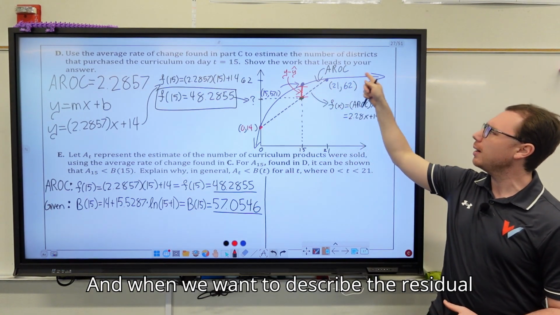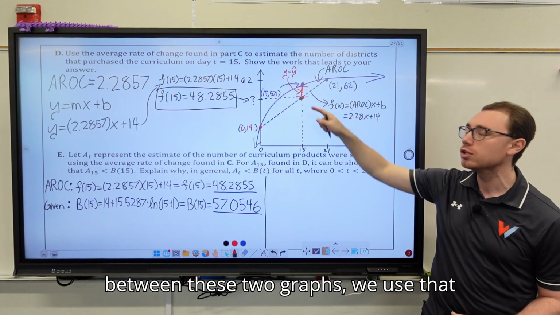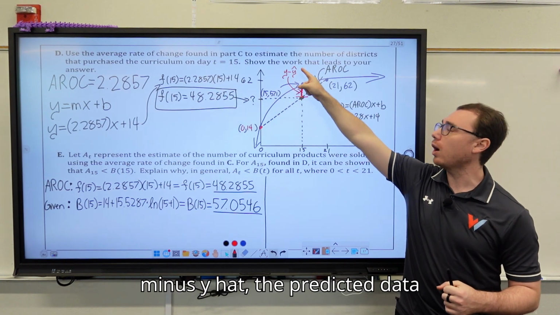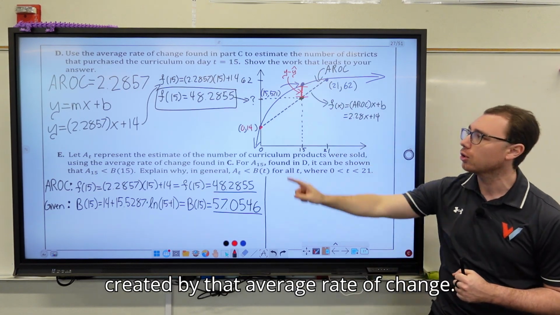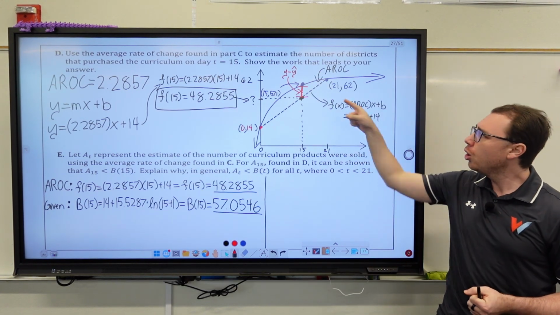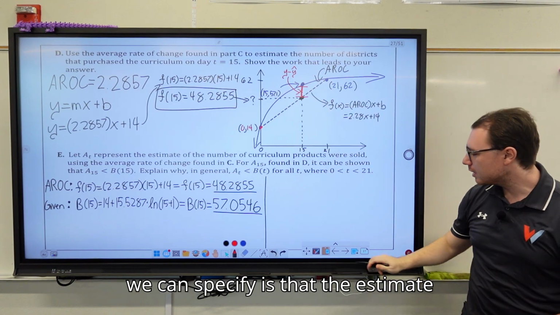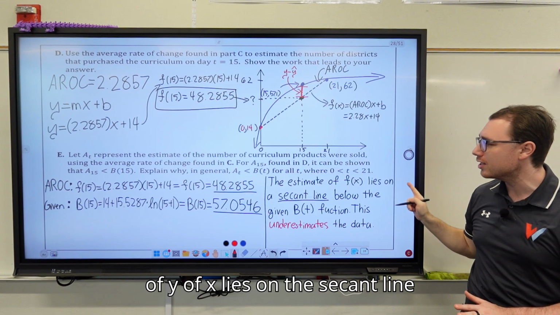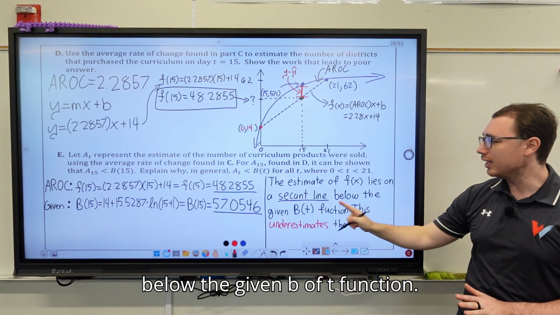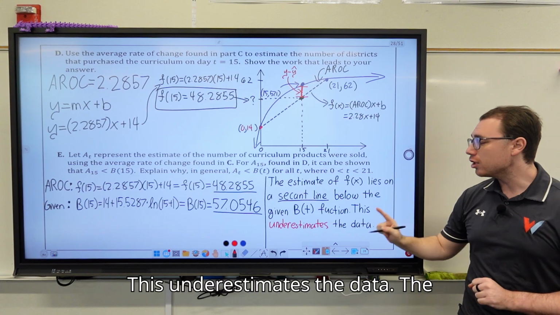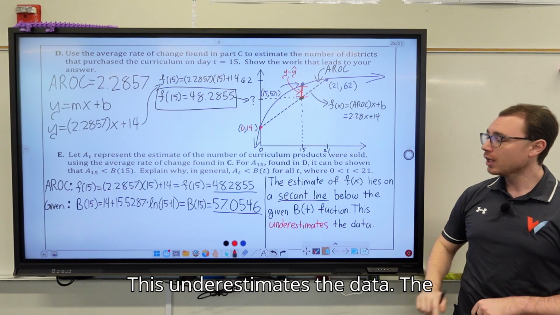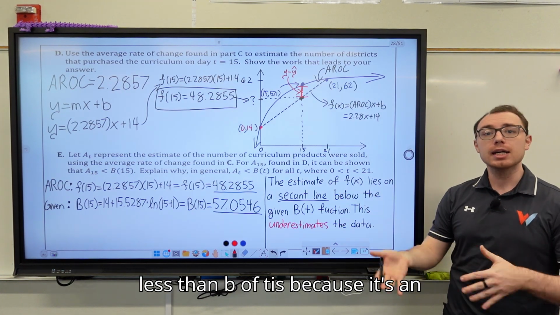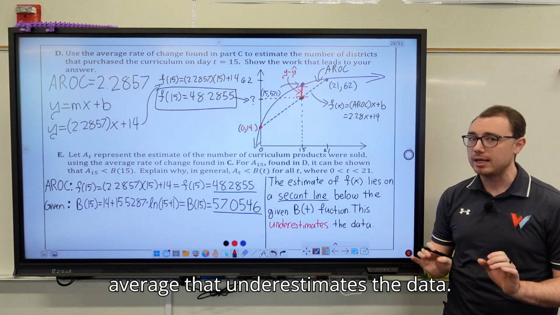And when we want to describe the residual between these 2 graphs, we use that equation of y, the actual data for purple, minus y hat, the predicted data created by that average rate of change. When we create this difference here, what we can specify is that the estimate of y of x lies on the secant line below the given b of t function. This underestimates the data. The reason why a of t is so significantly less than b of t is because it's an average that underestimates the data.